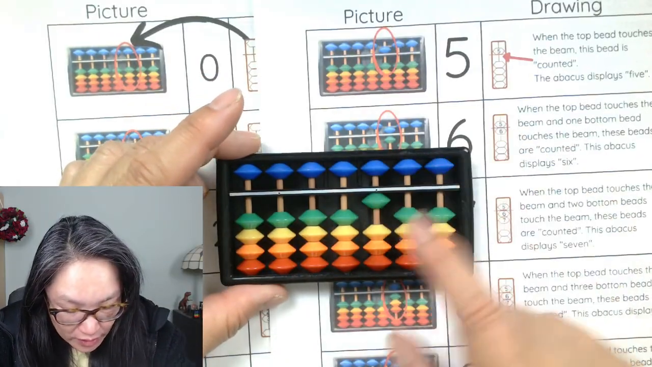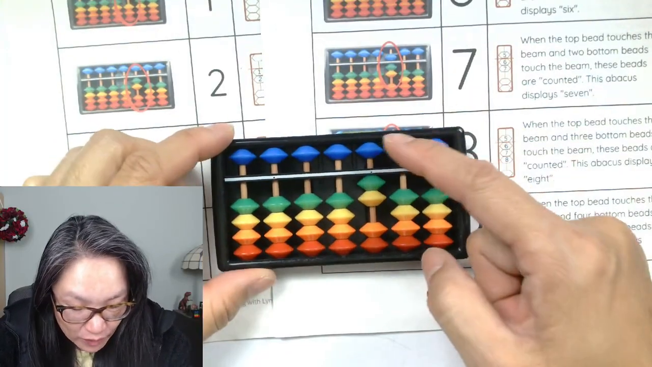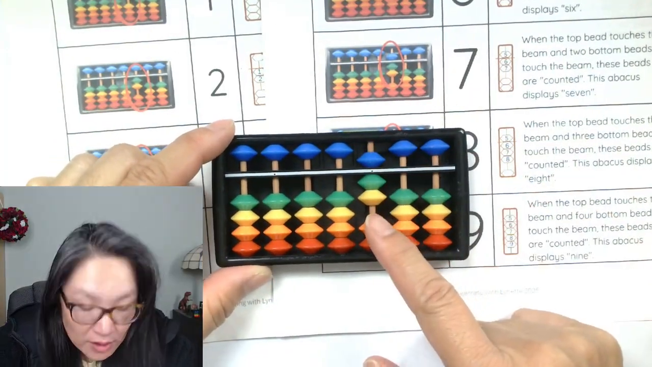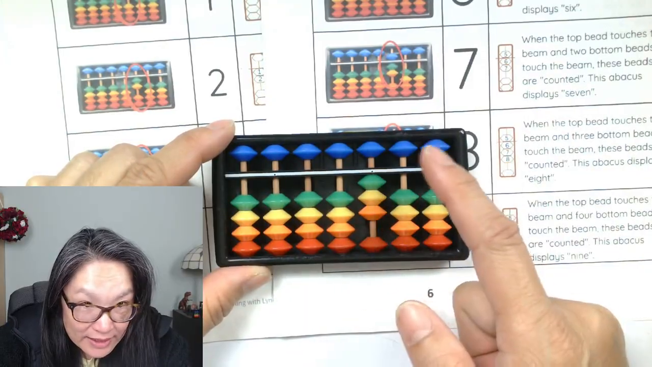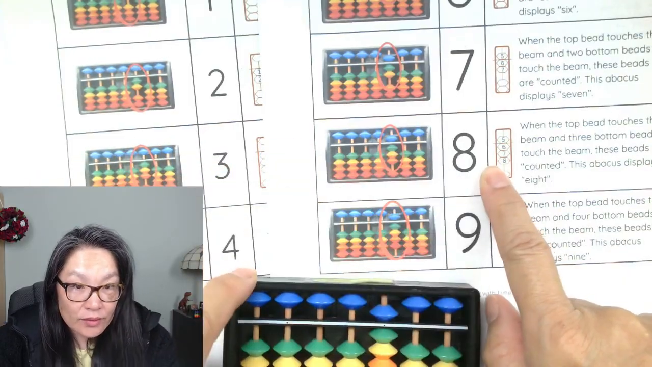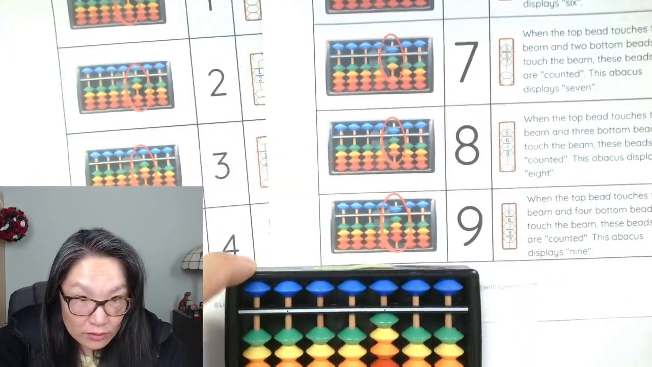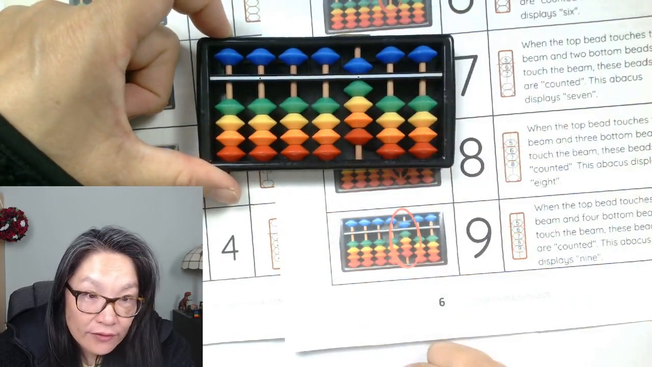So when we look, we have 2, right? Easy, not a problem. But then when we add the 5, we have 7. What happens when we do 3? We have 1, 2, 3, easy to see, but we add the 5, we're now at 8. And then we do it again. If we have 4, and then we add the 5, there we have 9.